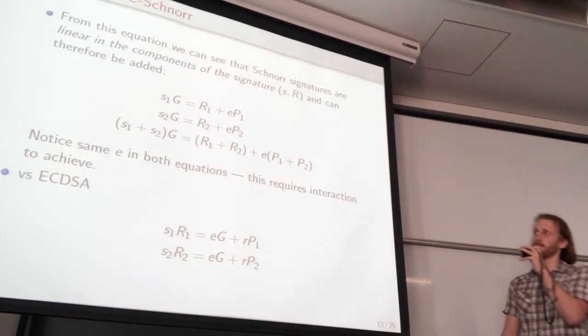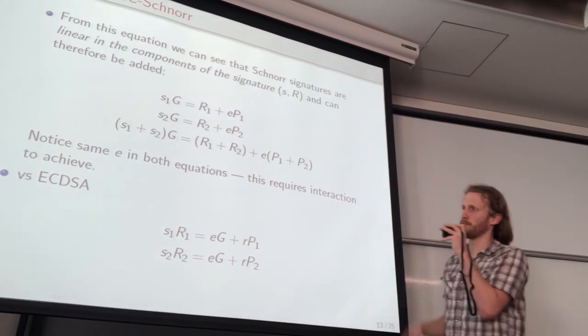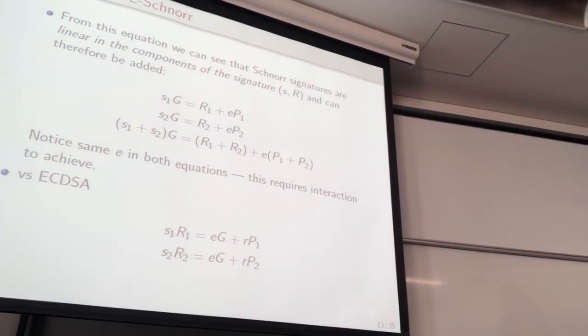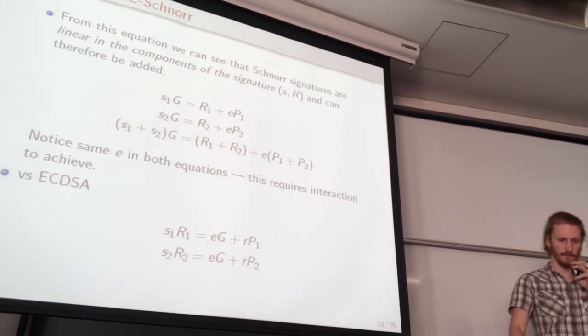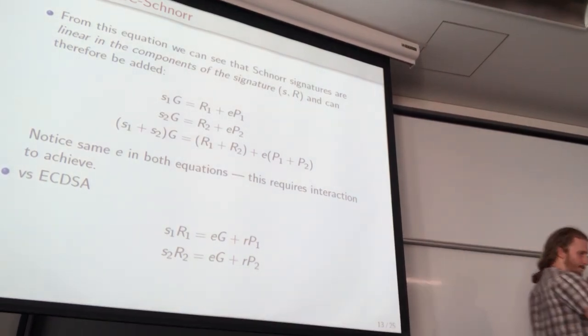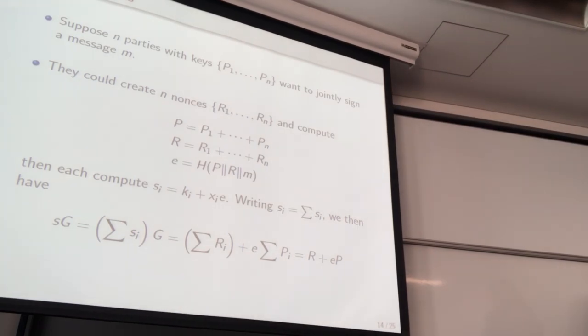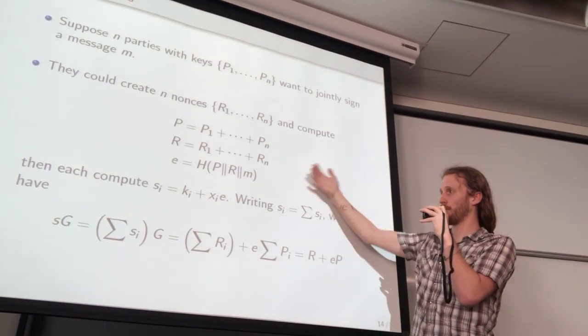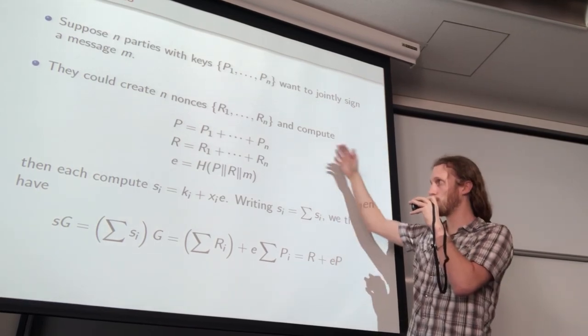As an aside, you can also use this to do batch verification and some other tricks that I don't have time to go into. But this linearity is the cool property, and it's going to be the basis for pretty much everything. Okay, so multi-signatures. As I said, you can exploit this linearity property to do multi-signatures.